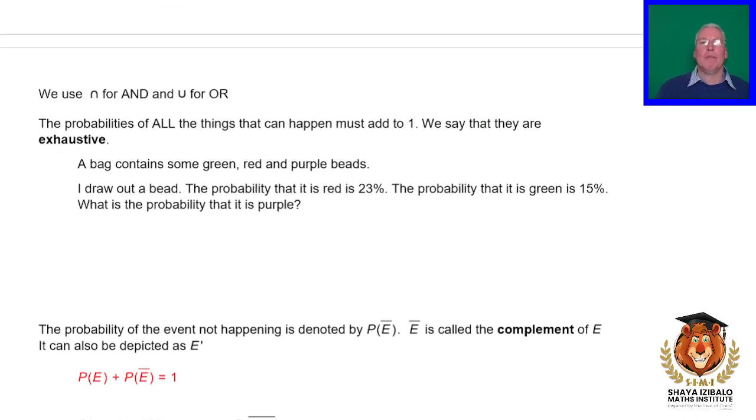We use these symbols for and and for or. So and is almost like an N without a little stalk on it, and U for an or.